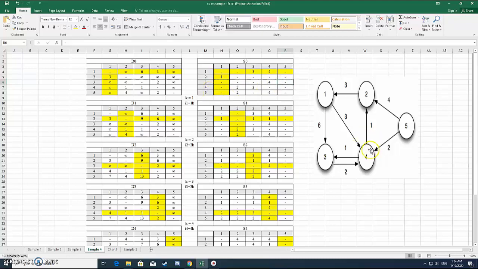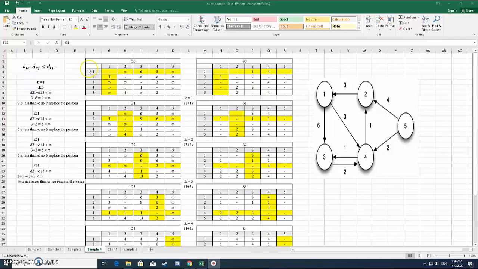And 4 goes to 2 and 3, so we put the 2 and 3 here, and the others dash. And 5 goes to 2 and 4, so the 2 and 4 are put here, and the rest dash. Okay, so now we have completed the D0 and S0 tables.